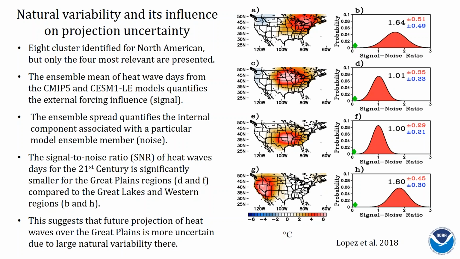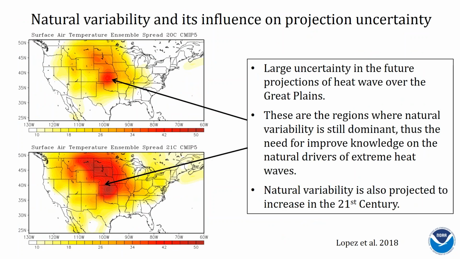So we want to understand what's driving the natural variability of these extremes. This is from ensemble spread. We have multiple model projections for the 20th century and 21st century, and we computed the ensemble spread. It's just the difference between each ensemble member. That's an estimate of natural variability.